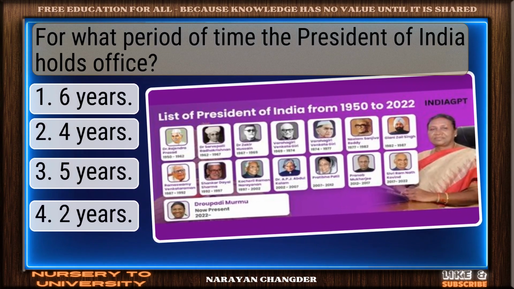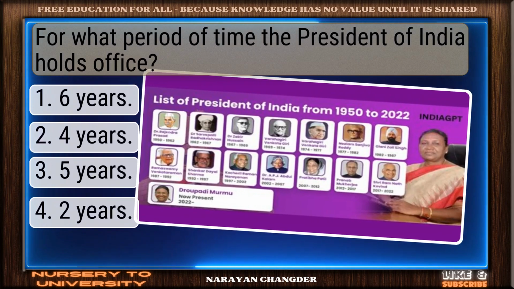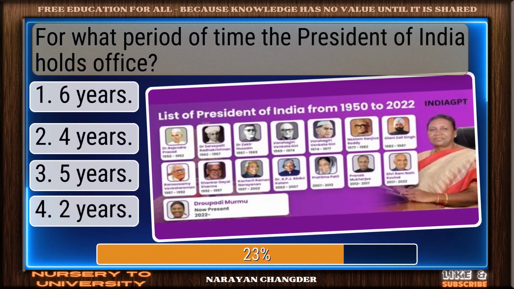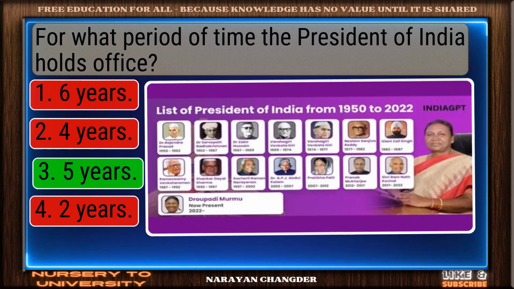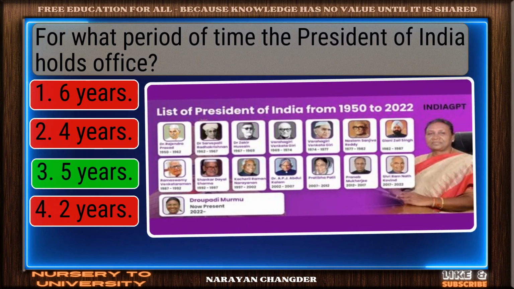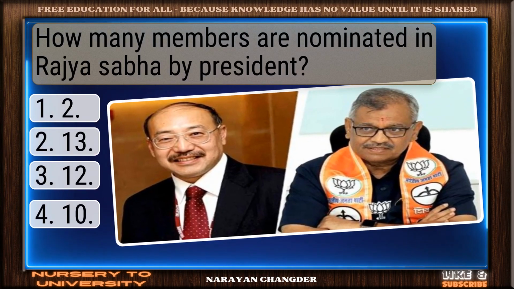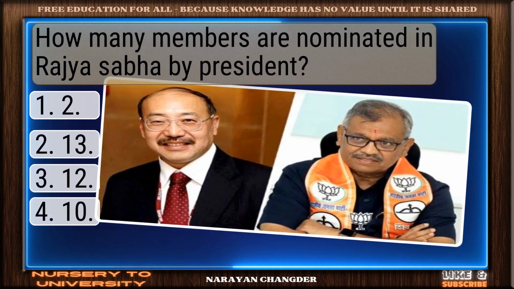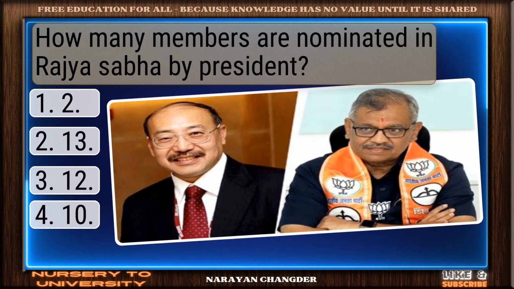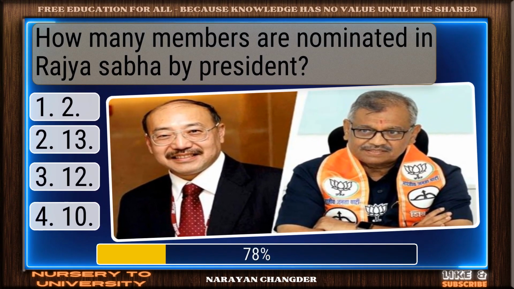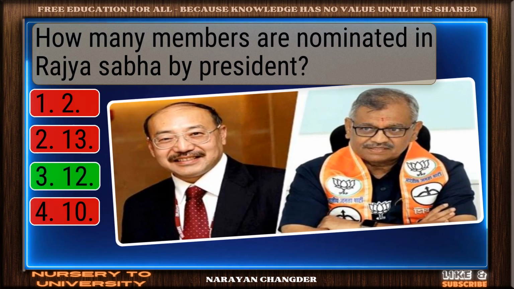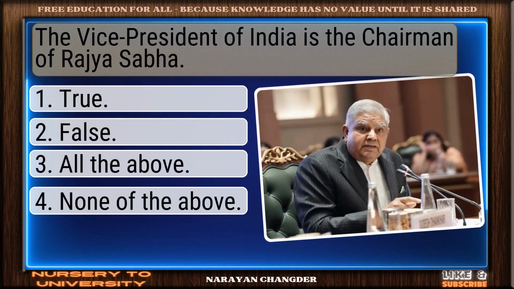Question number 84. For what period of time the President of India holds office? Smart pick. 5 years is the correct choice. Question number 85. How many members are nominated in Rajya Sabha by President? Bravo. 12 is the answer. Question number 86.